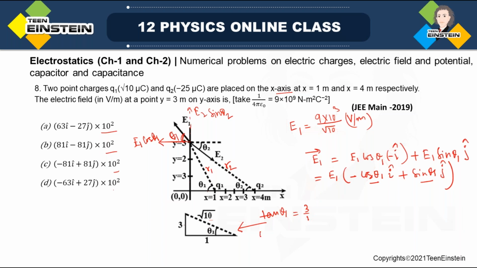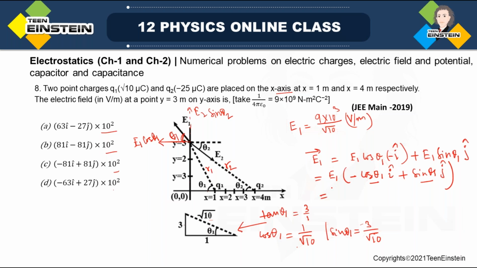So then we can find out cos theta 1. What is cos theta 1? That is base by hypotenuse, so 1 by root 10. Similarly, we can find out sine theta 1. This trick is very, very important and very useful. In many cases where you don't know the value of a particular angle, you can find it in this way. So sine theta 1 is equal to perpendicular by hypotenuse. These two values we can put here.